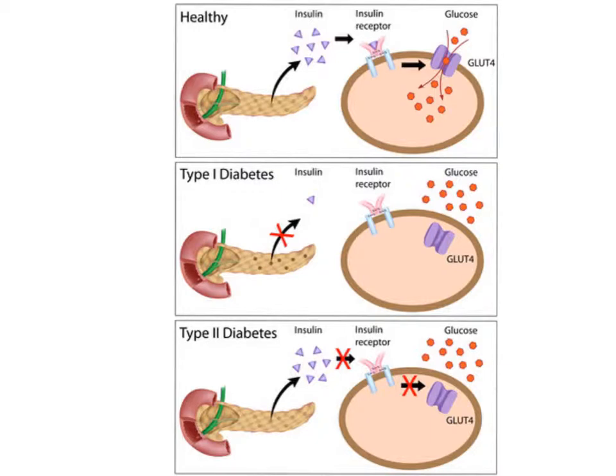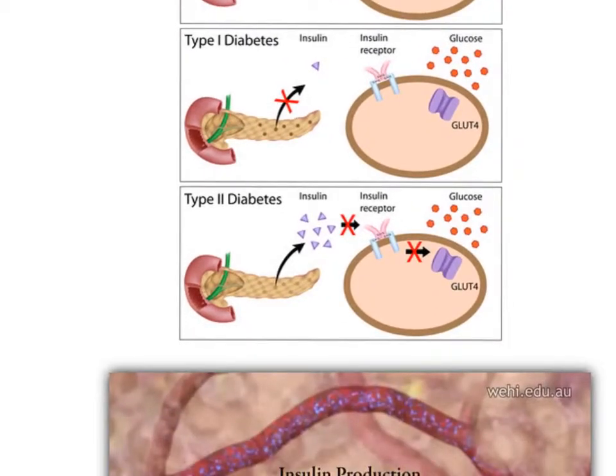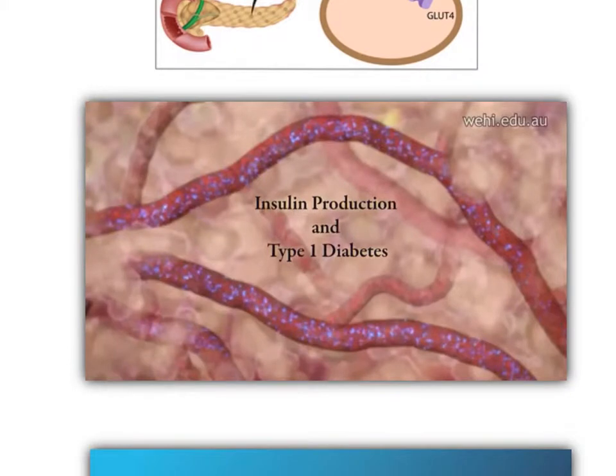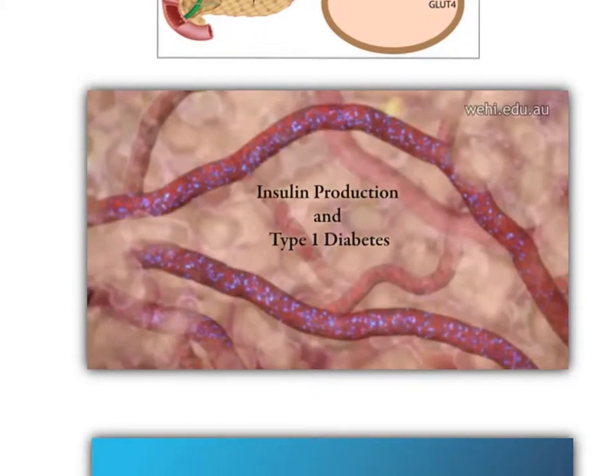Whereas in type 2 diabetes, they produce the insulin, but the insulin either can't bind to the receptor, or the signal transduction cascade doesn't work inside the cell, and therefore in either of those situations the glucose transport molecule doesn't fuse with the cell surface membrane, and glucose can't get into the cell. Moving down to look at some animations of this.